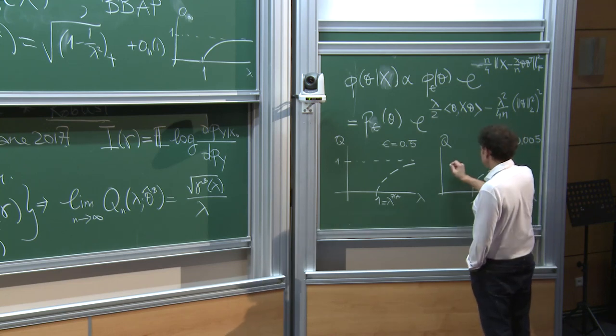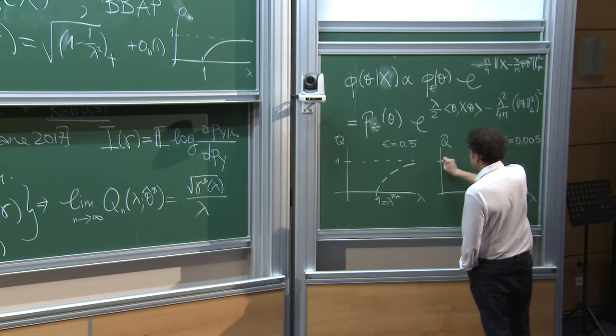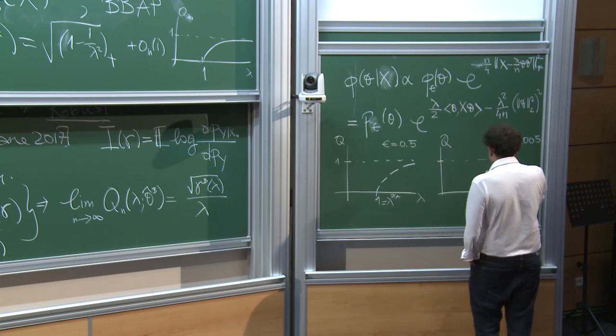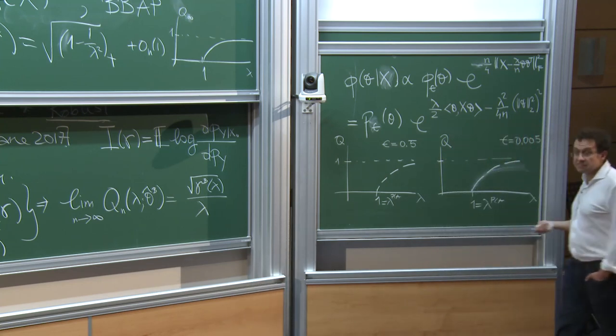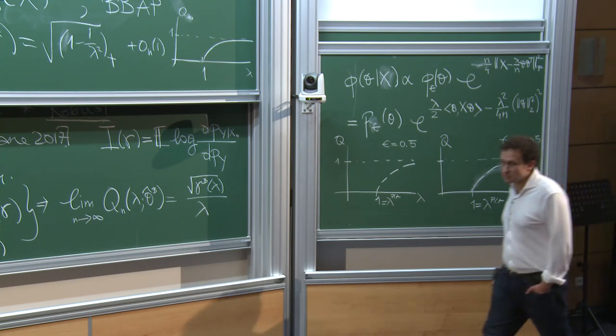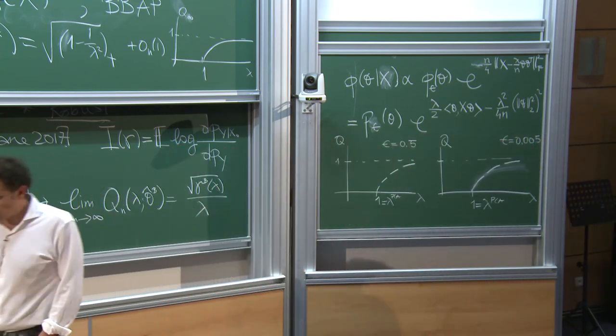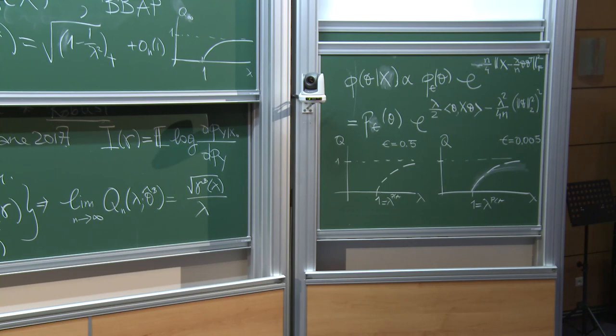Some curve like this is the same. The spectral method doesn't care what the distribution of the entries of the theta is. It's universal with respect to that.